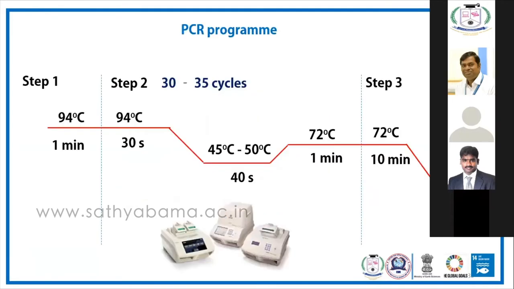This is the PCR program we are using, with three steps: the initial denaturation and PCR cycles, like 30 to 35 cycles. The annealing temperature is 45 to 50 degrees Celsius, and we used to get the results. Because each and every polychaete has a specific temperature we don't know, we run a gradient PCR every time. We standardize each and every sample with different temperatures or different kinds of cycling, and many things are involved to standardize the PCR. The PCR amplification itself is very challenging for us.